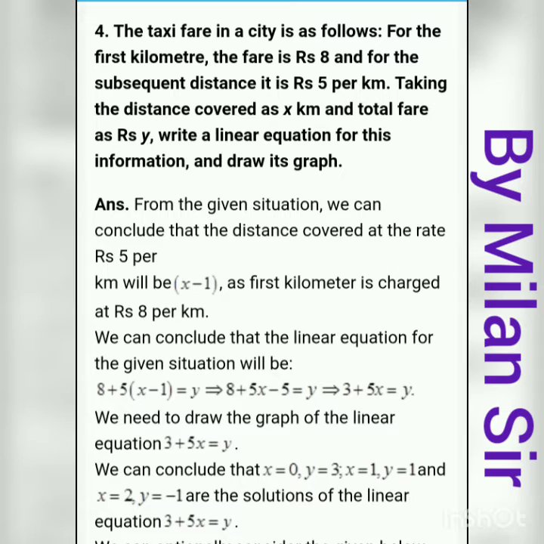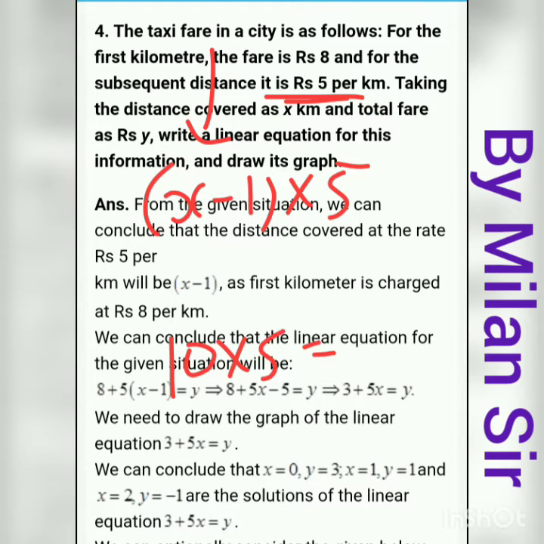Again, I will explain these things. Rupees 5 per kilometer for the subsequent distance. Now the remaining distance is x minus 1, and per kilometer 5, so for x minus 1 kilometer, multiply by 5. If the fare rate is 5 rupees per kilometer and we cover a distance of around 10 kilometers, the total fare is 10 multiplied by 5, which is 50, right?